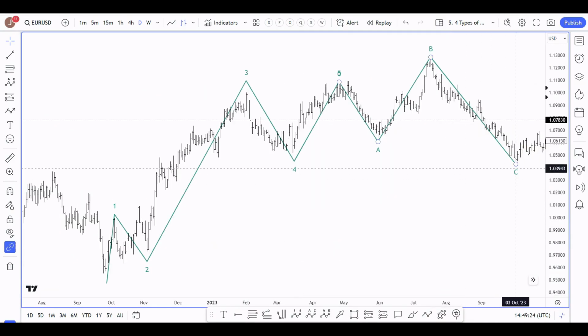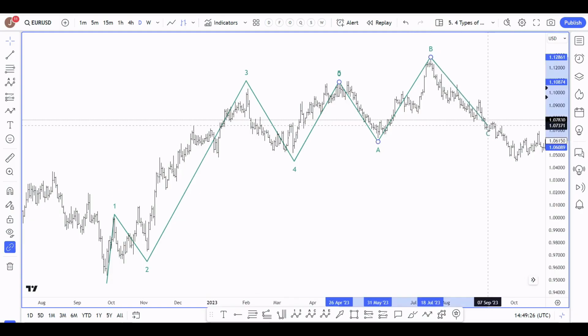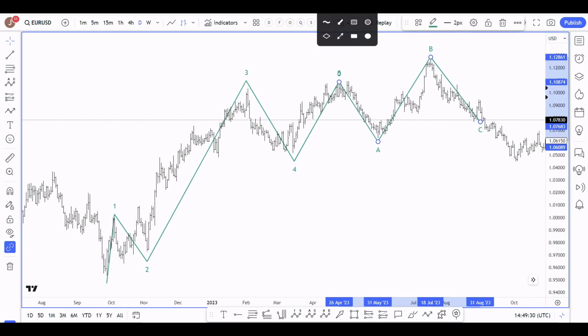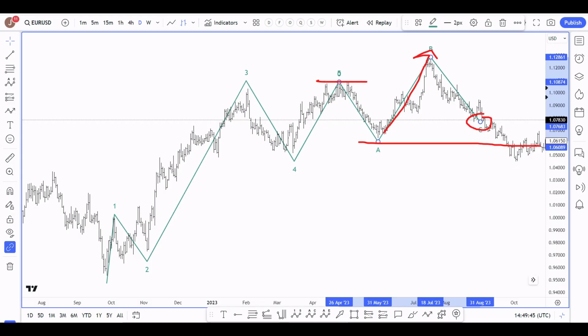If this irregular ABC, if it did end up here, it didn't in this case, but if it did end up here and it failed to go below the wave A, this would be considered as a running ABC. And the bias is that the buying pressure is so strong that the wave B was extended and it went beyond the typical, and the wave C would struggle to go below here. And after a running ABC, you'll typically see a big impulsive buying frenzy that follows.